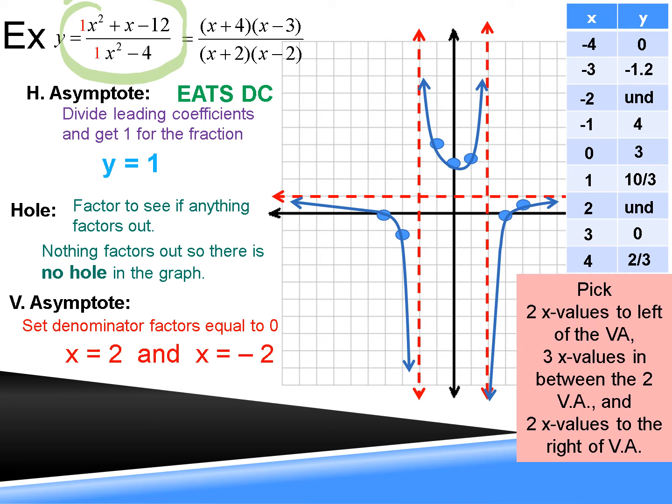So let's talk about our domain. So our domain, we're coming from negative infinity, and we stop right there at -2. So there's our first piece. And then here in the middle, we go from -2 to +2. There's a second piece. And then we go from +2 to infinity.